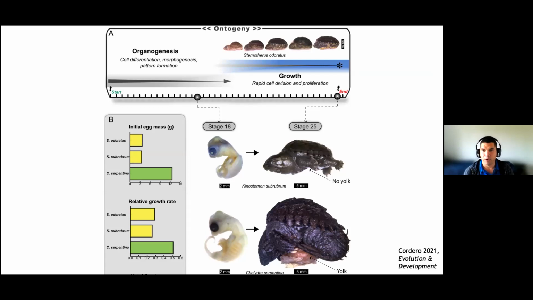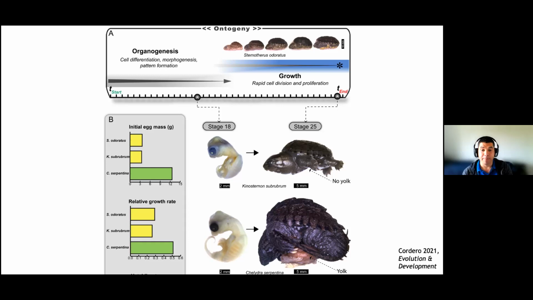And then for this study, we were interested in what's happening in terms of cell division and proliferation during the growth phase of these species. Here we're looking at what we call stage 18, which is during that organogenesis period, in the miniaturized Caenosteron suburbum species. And then we compare at stage 25, which is more or less near hatching, below to a representative embryo of the much larger relative Chelydra serpentina.